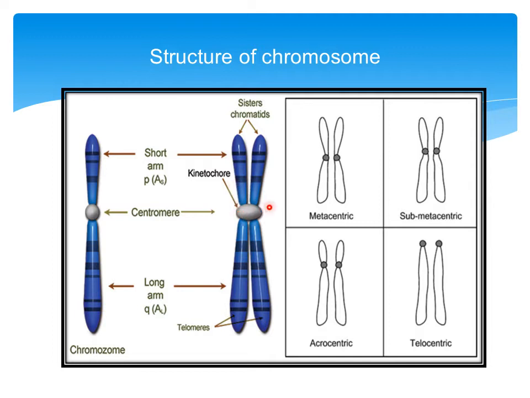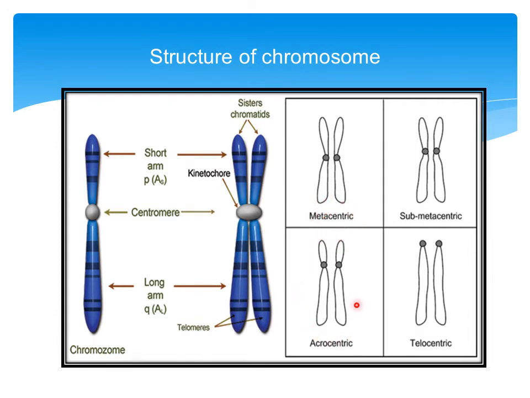Now let us move on to these diagrams. If the centromere is near the middle of the chromosome, it is called metacentric. And if the centromere is towards one end, away from the center, it is called acrocentric. So this is a metacentric chromosome.